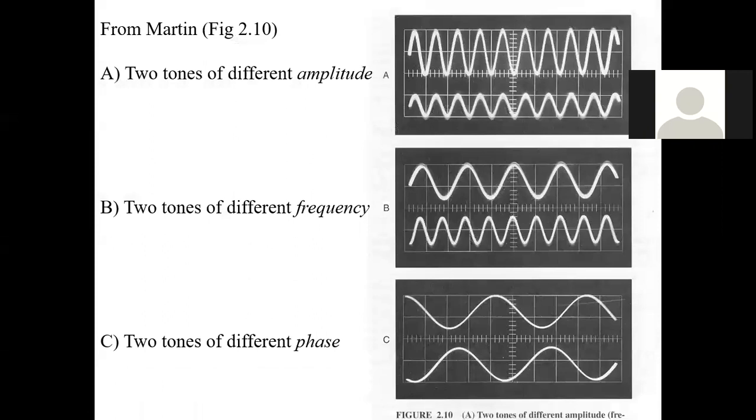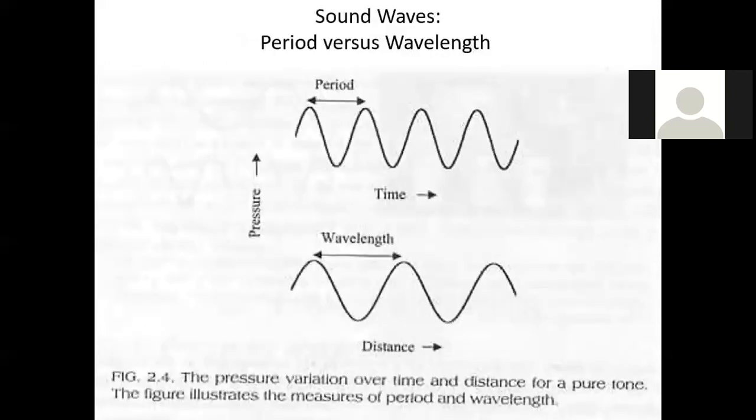Same here. This slide's showing you the same thing. A top pair of waves that's different in amplitude, but same in frequency and phase. The middle pair, same in amplitude, same in phase, but different in frequency. The bottom pair, same amplitude, same intensity, different phase. So now we get to where we got to the end last week. We just did a little bit of a review, and now we are where we got to last week.